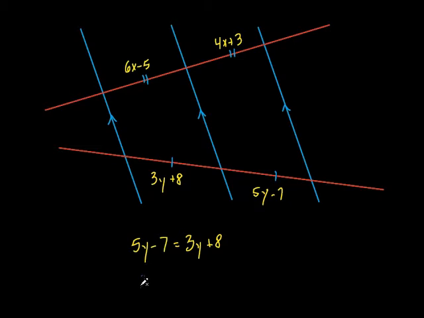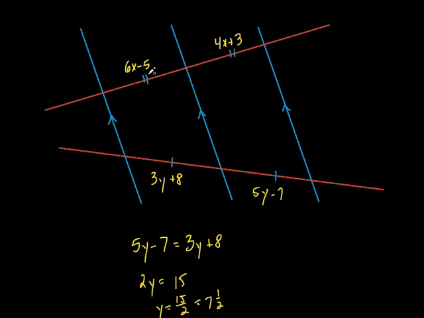Subtract 3y from both sides, that's 2y. Add a 7, that's a 15. And then divide by 2. 15 over 2. If you want to leave it like that, that's perfectly fine. If you want to write it 7.5, that's fine as well. Okay, I'd take either way.